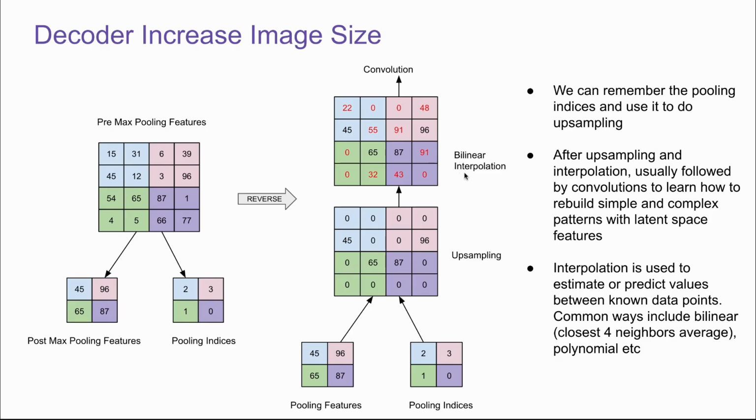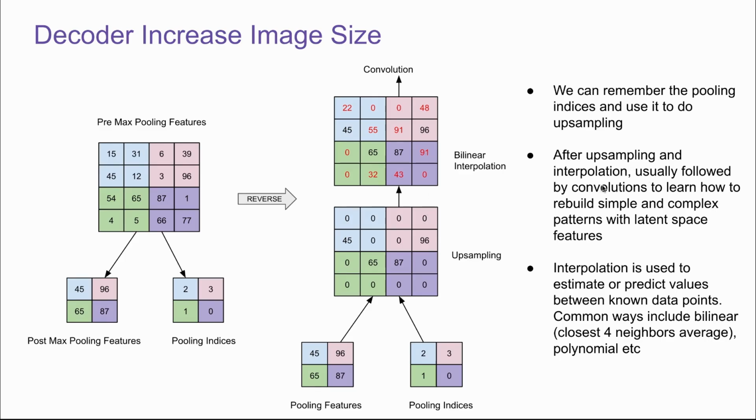The next thing we can do is interpolation. Interpolation is used to estimate or predict values between known data points. The common ways include bilinear and polynomial, and I'm going to give an example of bilinear interpolation, basically using its closest 4 neighbors as average. In this case, this 0's 4 closest neighbors are 45, 0, and out of edge, so it's 22. Let's take another example. This 0's 4 closest neighbors are 0, 0, 96, 87. We can use this bilinear interpolation and fill in all the values.